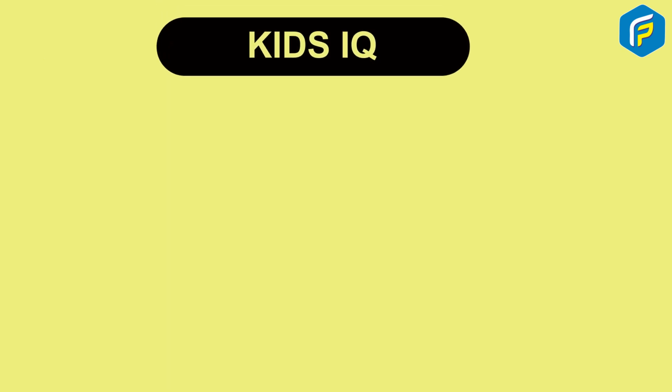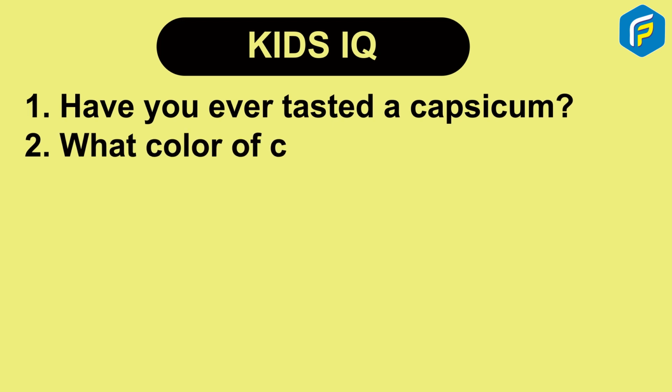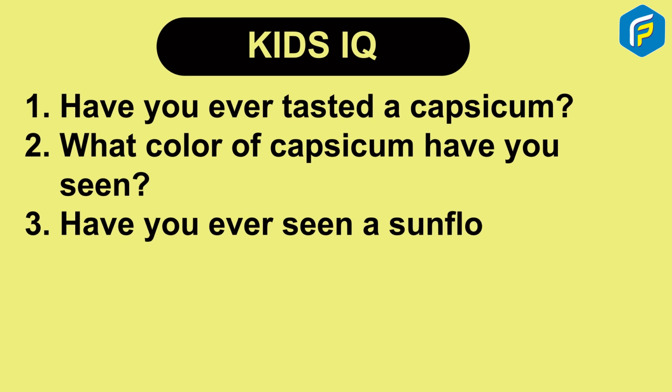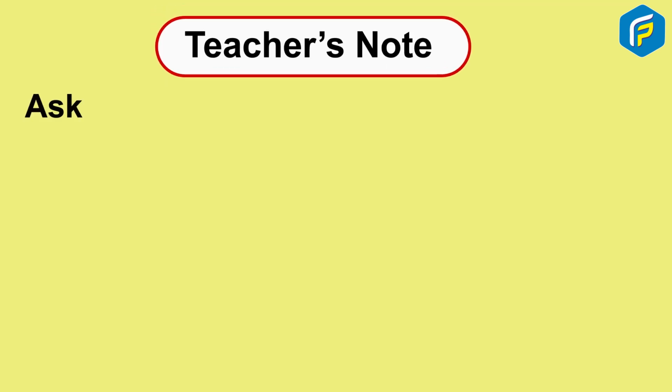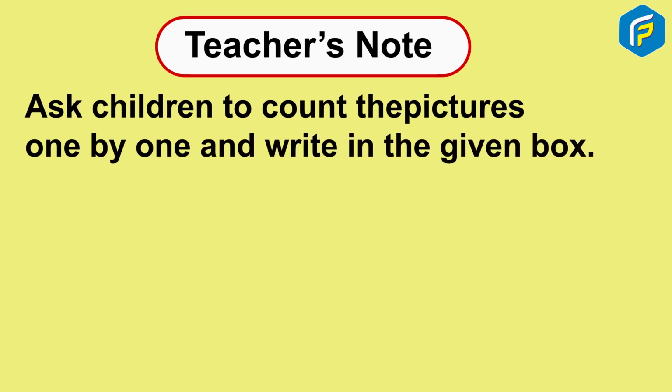Kids IQ. 1. Have you ever tasted a capsicum? 2. What color of capsicum have you seen? 3. Have you ever seen a sunflower? Teacher's note: ask children to count the pictures one by one and write in the given box.